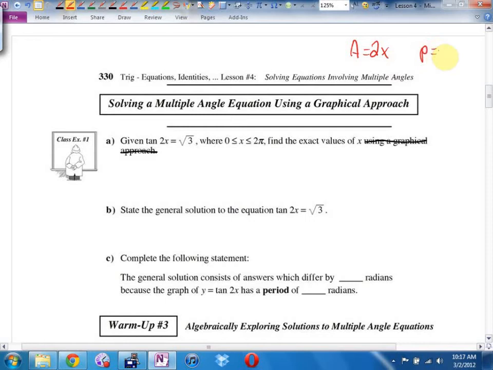Yeah, for cosine and secant and cosecant and whichever one I missed, it's 2 pi over b. For cotangent and tangent, it's pi over b, which in this case is pi over 2, because b is the number in front of the x. Okay. Let's solve this equation then. Tan A equals root 3.